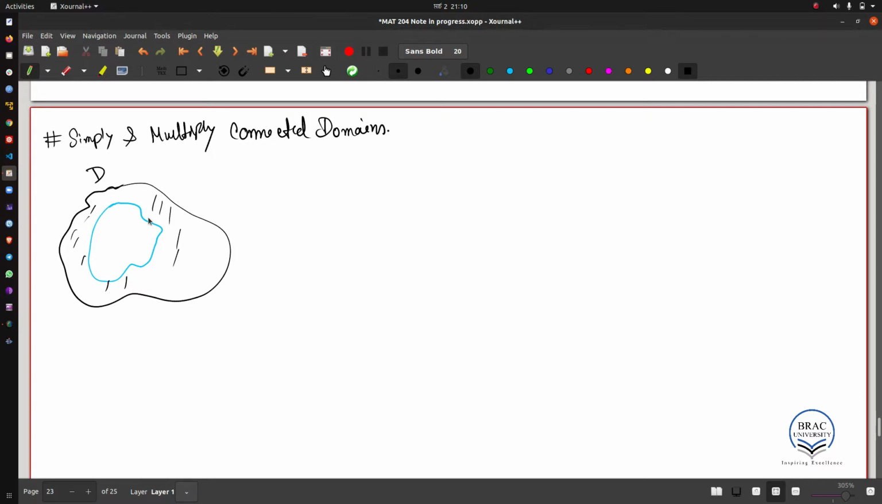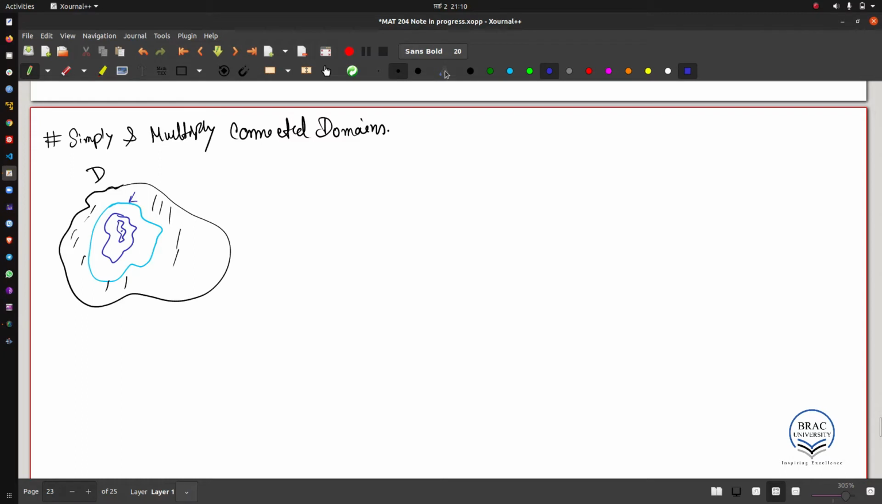Another way to understand simply connected domains is that if you have a domain and you don't have any holes inside it, that means you can take this contour, this blue line, and shrink it to a point, and this shrinking has to be continuous. If you have a hole inside it, you would get interrupted. So that's what simply connected means: your domain doesn't have any holes. And a multiply connected domain means it's not simply connected.